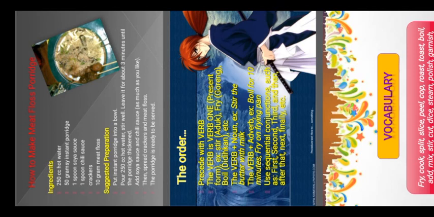Just like when you look at the example, how to make meat floss porridge. So the first you can say, first, put instant porridge into a bowl. And the second, pour 250 cc hot water, stir well, and so on. And the last one you can say, finally, the porridge is ready to be served.